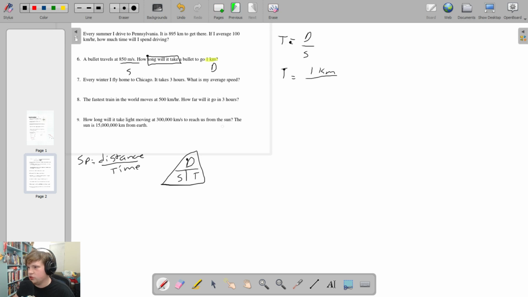Now, here's the issue, here's why this is a hard problem. This is in kilometers. This is in meters per second. So you're going to have to convert from meters into kilometers. And as we know, a kilometer means 1,000 meters. So if it's going 850 meters per second, we're going to have to come down here, 850 meters per second. We're going to do our conversions.